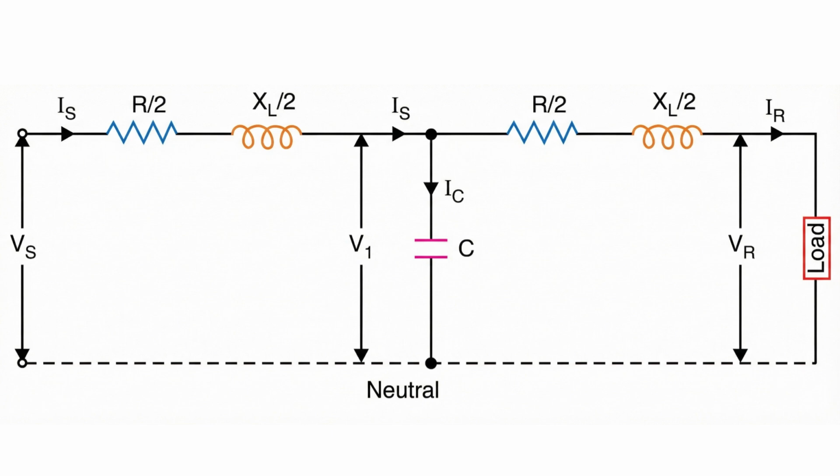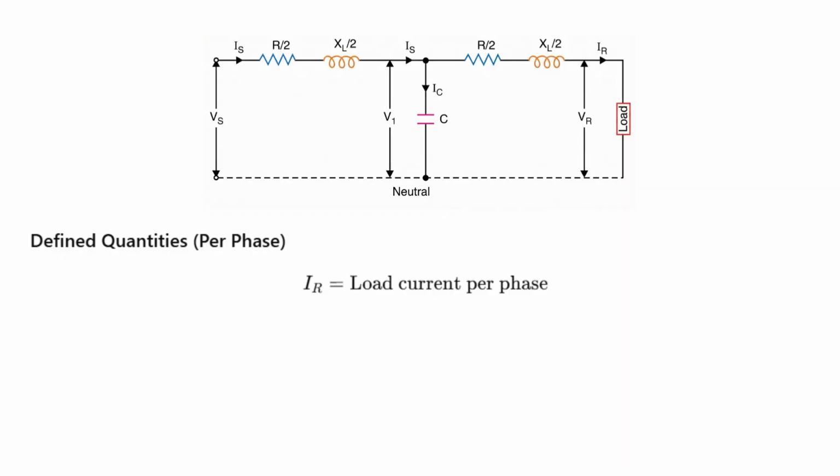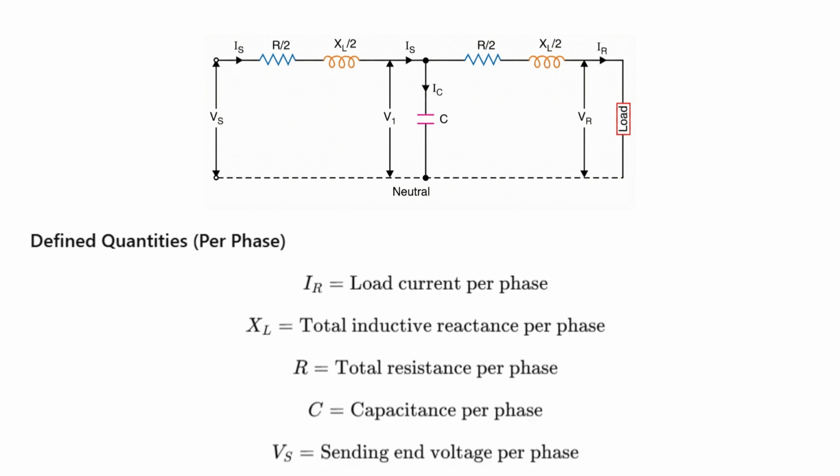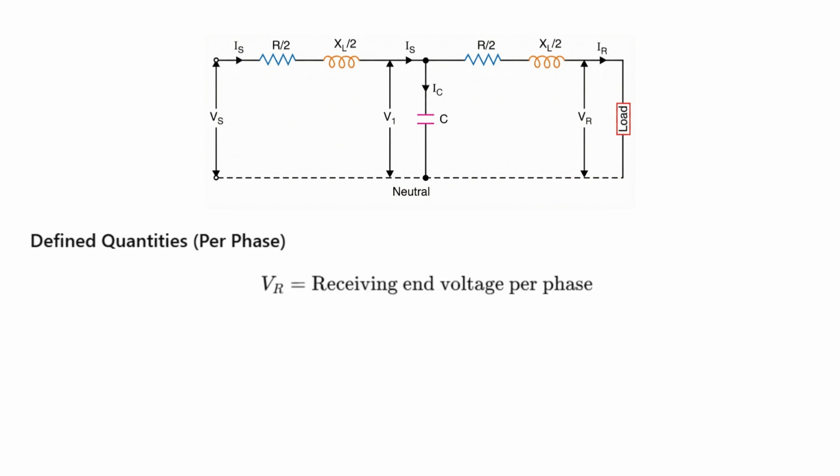Alright, let us define everything very clearly here. We're considering just one phase of a three-phase transmission line, and since the system is balanced, we can actually analyze things per phase. So, IR is the load current per phase, XL is the total inductive reactance per phase, R is the total resistance per phase, C is the capacitance per phase, VS is the sending end voltage per phase, VR is the receiving end voltage per phase, and finally, V1 is the voltage across the capacitor.